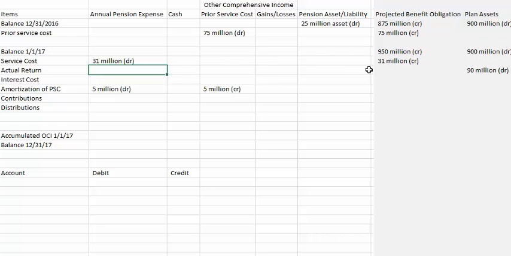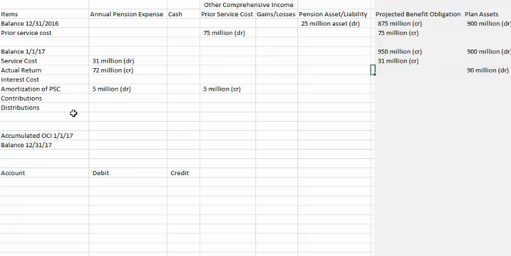8% of the $900 million would be a $72 million expected rate of return. And that actually decreases the pension expense. We have a credit effect to the pension expense. What you'll notice is debits don't equal credits along this line. We're off by, looks like $18 million. So that $18 million needs to be accounted for.